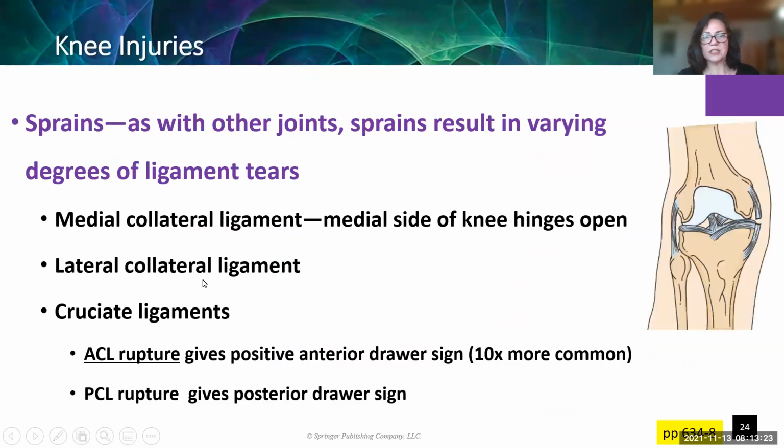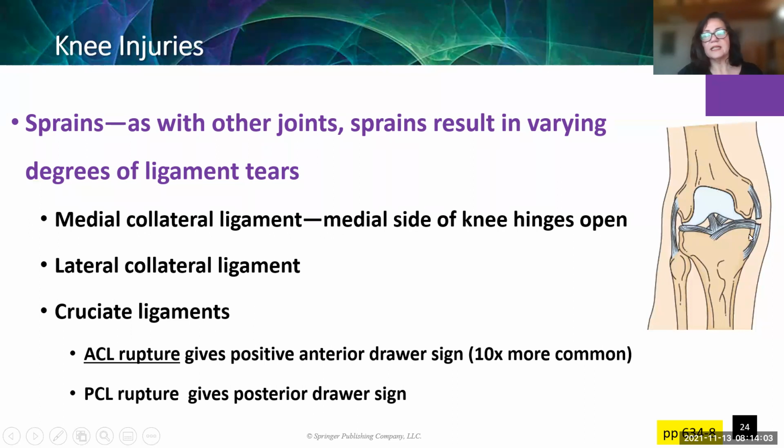Let's take a look at damage that can happen. We can have sprains, as in any joint, resulting in varying degrees of ligament tears, of course. So, grade 1, grade 2, grade 3. The medial collateral ligament is one that is frequently affected. And the way this gets broken is by a blow from the outside. So in football, for example, the foot is planted and then somebody gets tackled from the side, and that pushes from the lateral side to the medial side, and that can lead to a rupturing of this ligament.